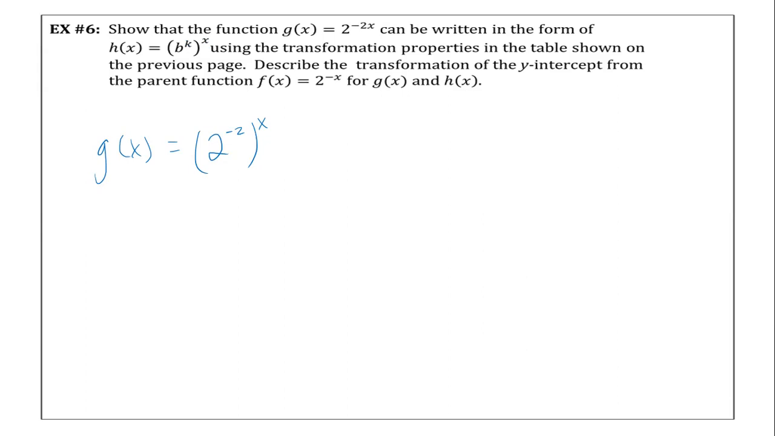Okay, so then once I separate it, now I can simplify this. And when we simplify it, it wants us to call it h of x. So what is 2 to the negative 2? 1/4 to the x.